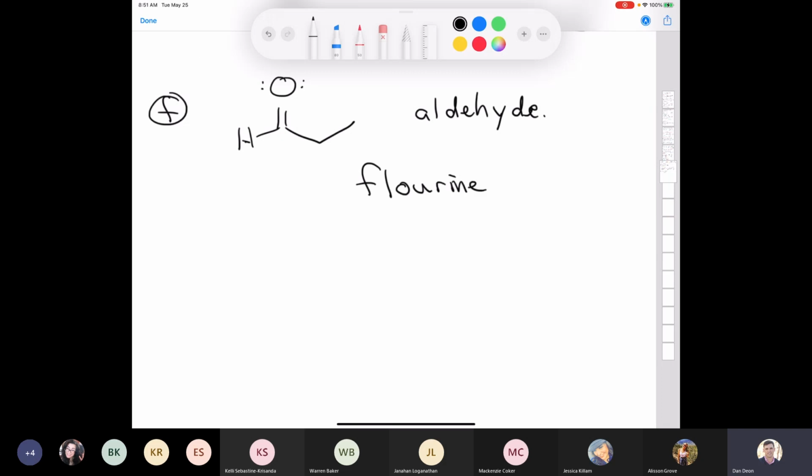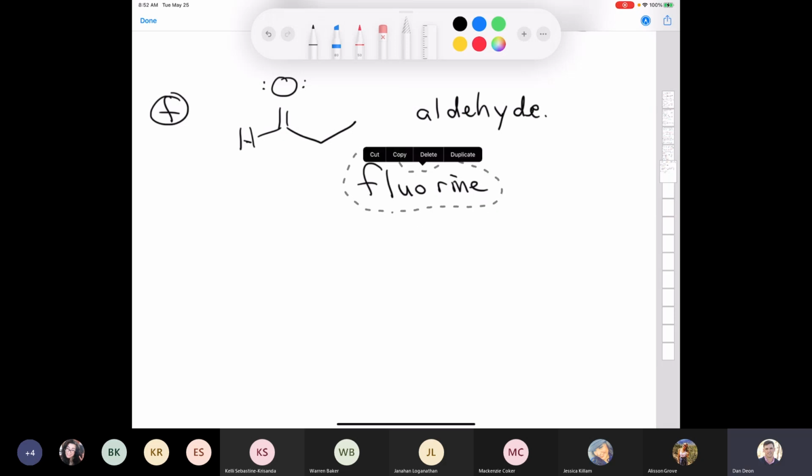That is the most common mistake that I see, students spell fluorine like this all the time. Not in organic chemistry because we don't talk about fluorine that much, but it's fluorine, not flowering. The students love to write down flowering. There you go. So an aldehyde.